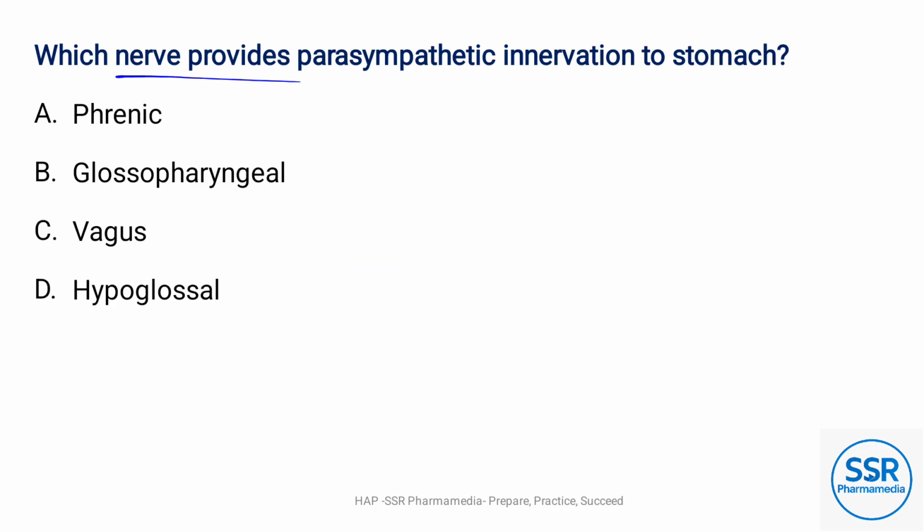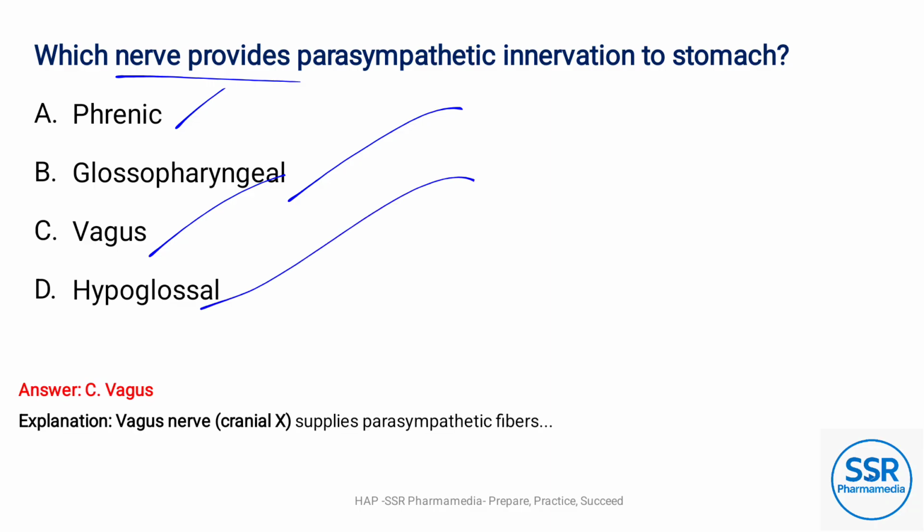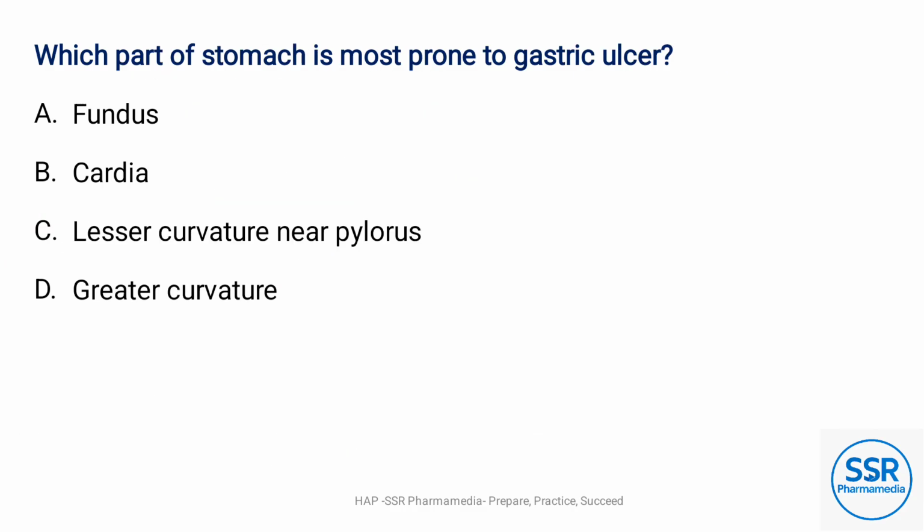Which nerve provides parasympathetic innervation to the stomach? Option A, phrenic nerve. Option B, glossopharyngeal nerve. Option C, vagus nerve. Option D, hypoglossal nerve. The answer is option C, vagus nerve. It is the tenth cranial nerve, and it supplies the parasympathetic fibers.